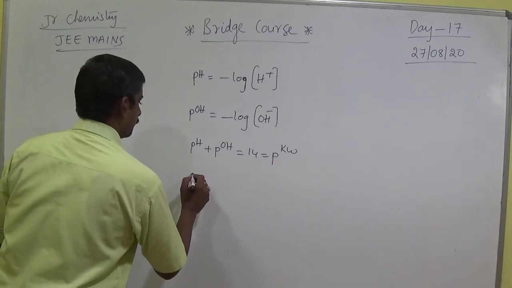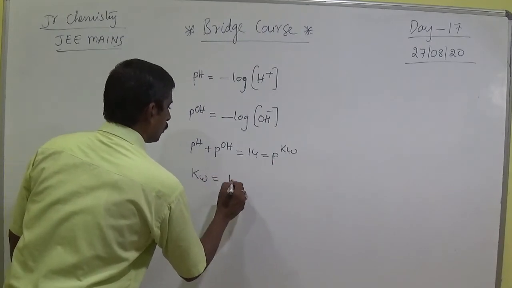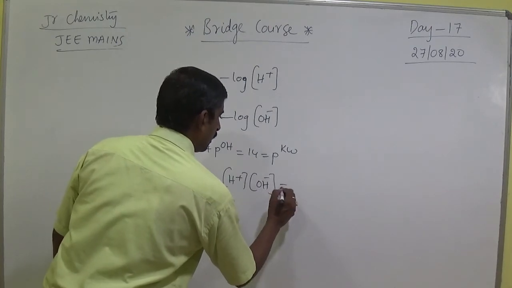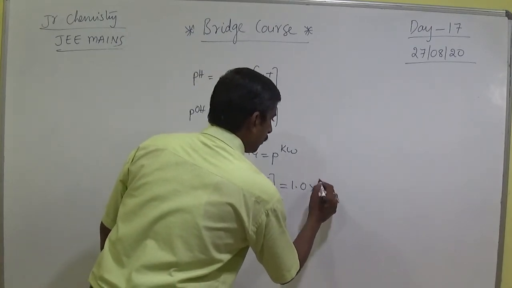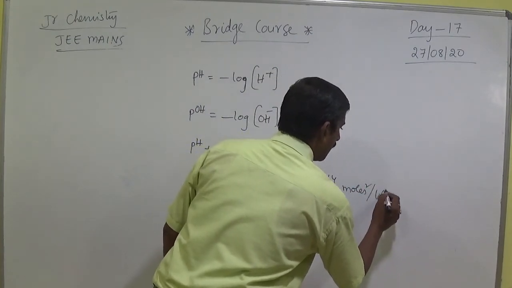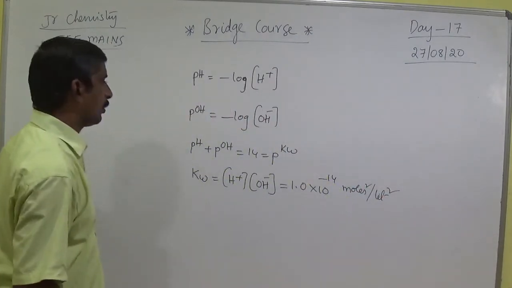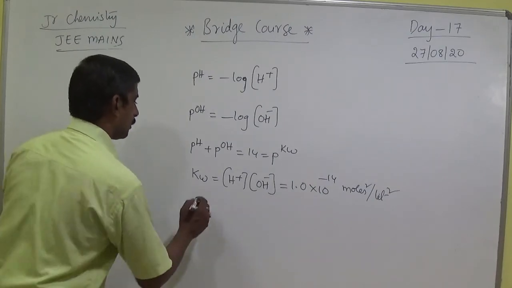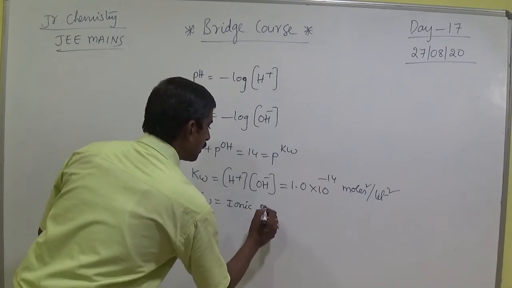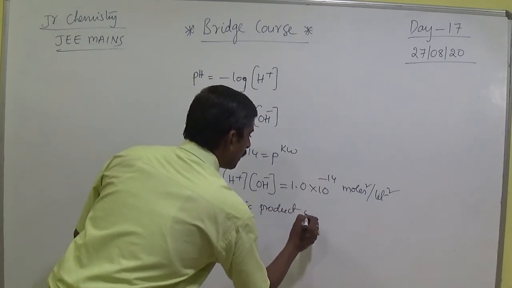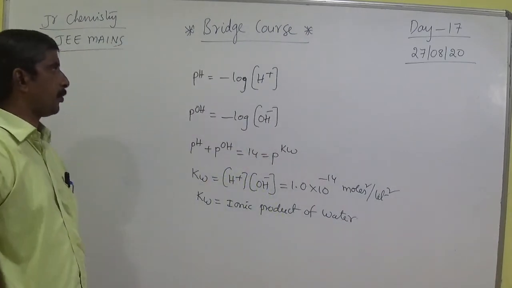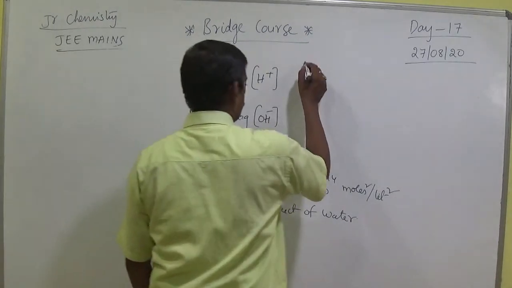Next one: Kw equals H plus concentration times OH minus concentration, which is 1.0 times 10 to the power minus 14, in moles squared per liter squared. Kw means ionic product of water. This point is very important.